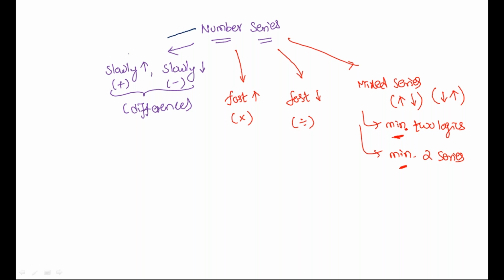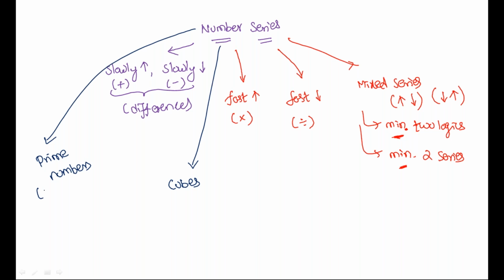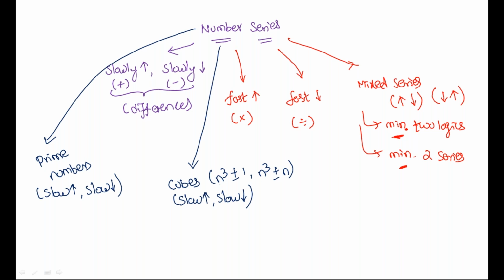very important, they'll give prime numbers continuously. They'll give prime numbers directly. You just stay with those prime numbers. Next is cubes. Prime numbers also look like slow increase, slow decrease model, but you can't solve this by taking differences. Cubes also look like slow increase, slow decrease, but are very difficult to identify because they are giving cube plus or minus 1, something like that. They don't give cubes directly, cube plus or minus n. They'll give 5 cube plus 5, 5 cube minus 5 like that.